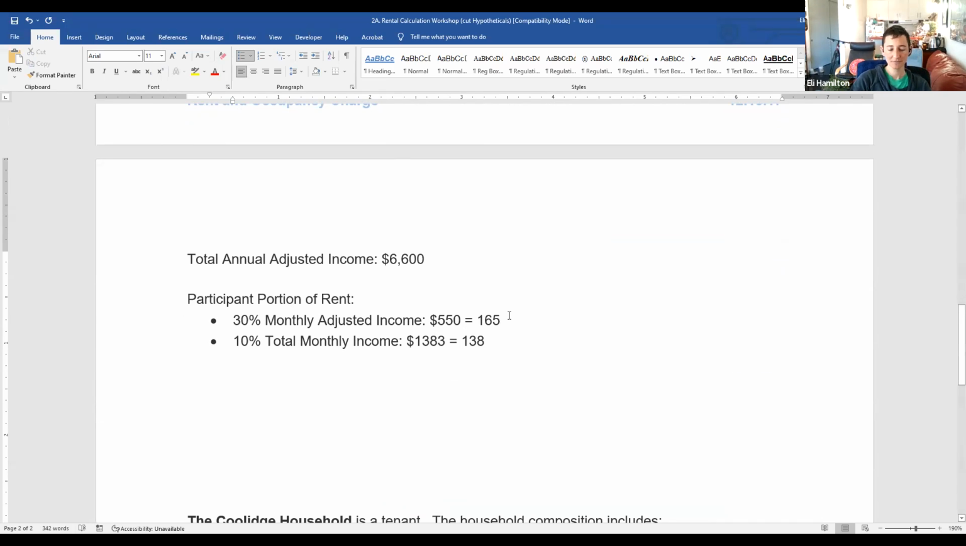So again, most of the time it is going to end up being the amount that is the 30% of adjusted income, but you always need to take these steps. You need to go from the annual to the monthly, and then you need to do your multiplication to get to that total amount.